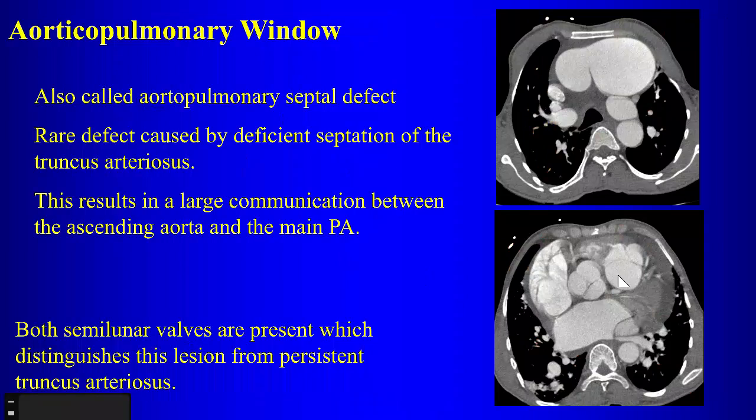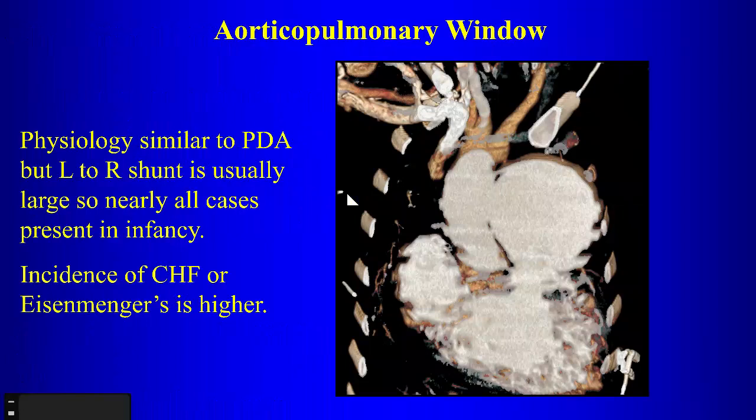Now, how do you differentiate this from truncus arteriosus? Both valves are present, right? The aortic valve is there, the pulmonic valve is there. With truncus arteriosus, you only have one outflow valve. Here you have both outflow valves, but there's direct communication between the aorta and the pulmonary artery. That's an aortopulmonary window. And this patient walked into our ER and lay down on our CT scanner, this one right here. So, these are rare, right?